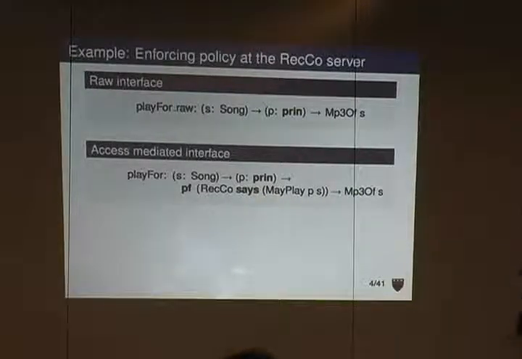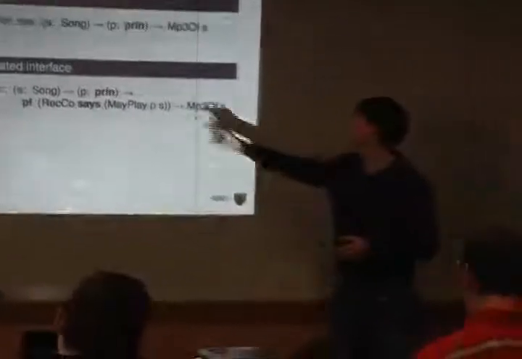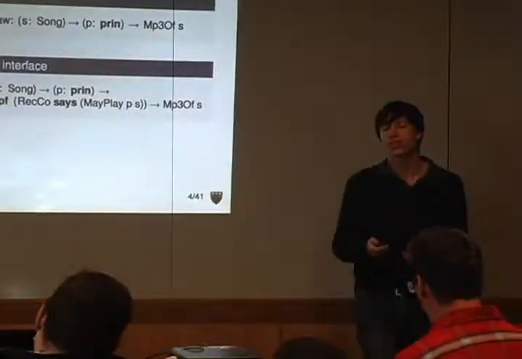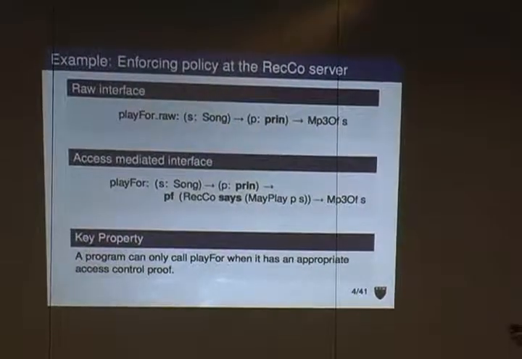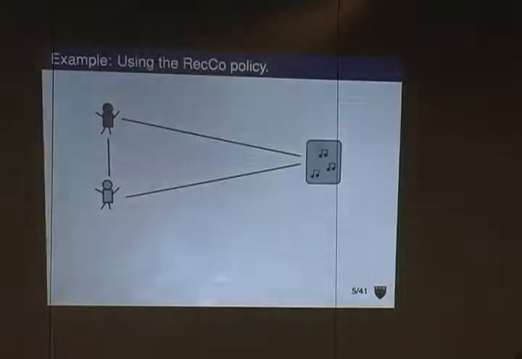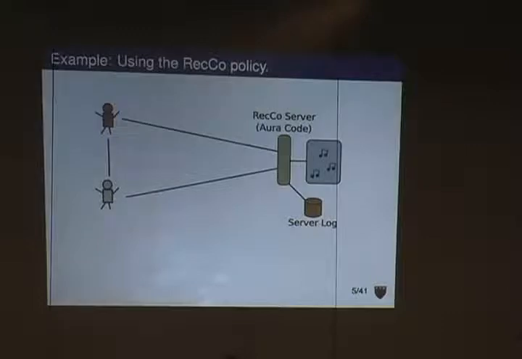So in order to even make the remote procedure call, just to get the arguments to line up when you type the program, you need to actually be able to produce a proof of the right form that guarantees you can have access at runtime. And this is kind of the key property of programming in Aura when you're thinking about access control. So let's go back to our pictures and see how this would work.